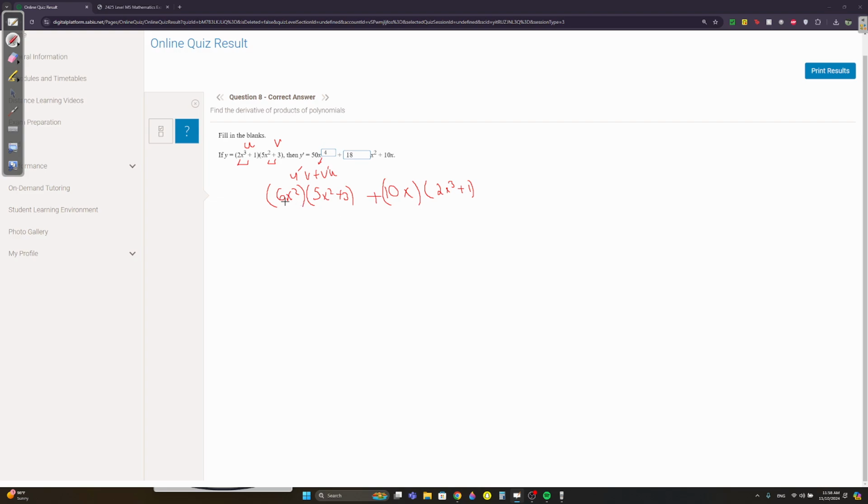Now you can easily just expand this. 6x squared times 5x squared is 30x to the power of 4. 6 times 3, 18x squared, plus 10x times 2x cubed is 20x to the power of 4, and 10x times 1 is 10x. So 30 plus 20 gets you 50x to the 4, plus 18x squared plus 10x, and it's the same answer you have over here.